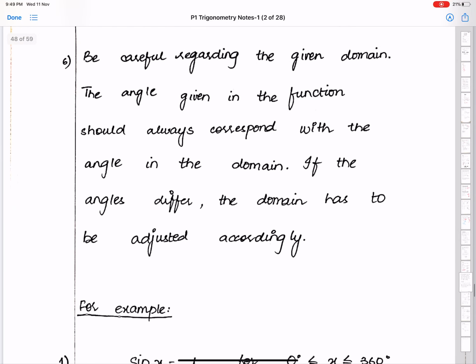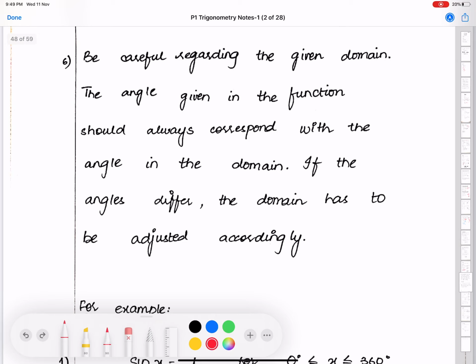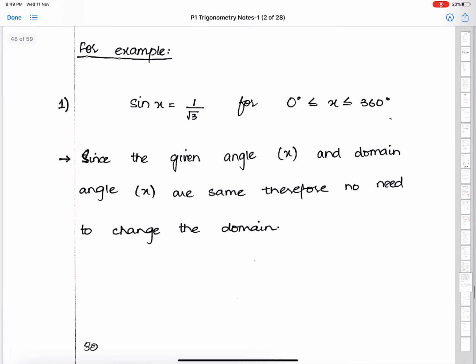Be careful regarding the given domain. The angle given in the function should always correspond with the angle in the domain. If the angles differ, then the domain has to be adjusted accordingly. See, both are same, so there is no need to change this domain. Since this is x and this is x, when both are same, there is no need to change this x. Since the given angle x and the domain angle x are same, therefore no need to change the domain.